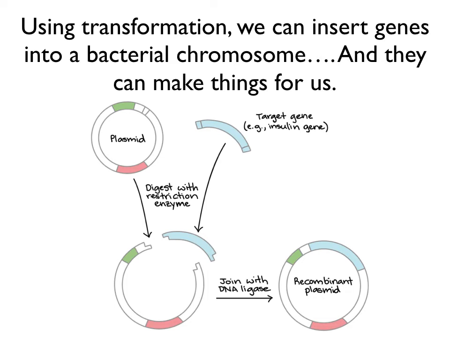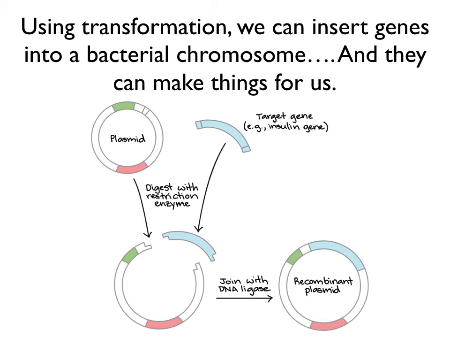Now, this type of genetic engineering, if you will, is not 100% effective. Okay, we're going to make a lot of these recombinant plasmids. We are going to try to put them into a lot of different bacteria, but not all of them are going to receive the plasmid. Not all of them are going to take it in and begin expressing this human insulin gene.